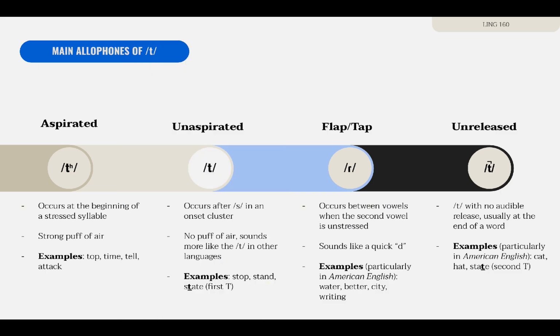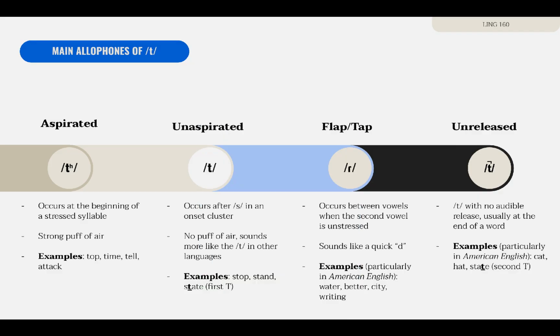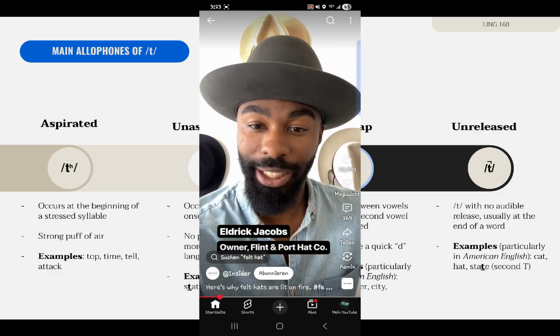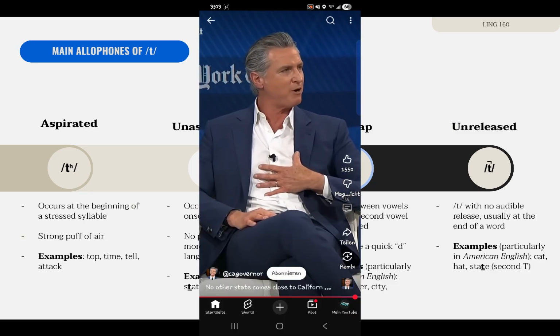The unreleased T, which is a T sound with no audible release, usually at the end of a word. Some examples, particularly in American English, are cat, hat, state, on the second T.